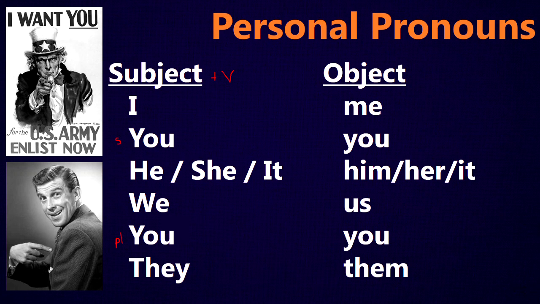However, if the personal pronoun comes after the verb or after a preposition, then we would use the object form. So before the object form, we would have either a verb or a preposition. And then we would have the object pronoun. The object pronouns are me, you. See, again, you doesn't change whether it's subject or object. That's the easiest one. Him, her, or it. Us, you, and them.